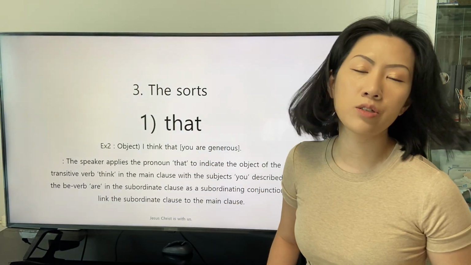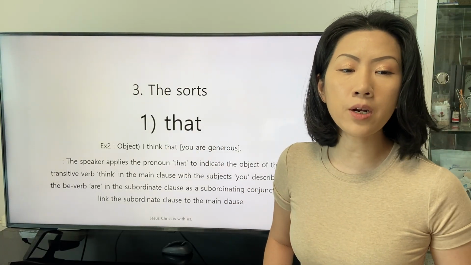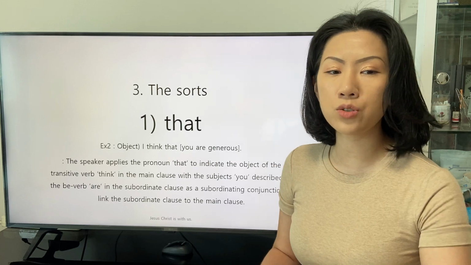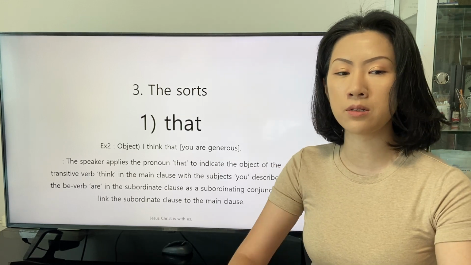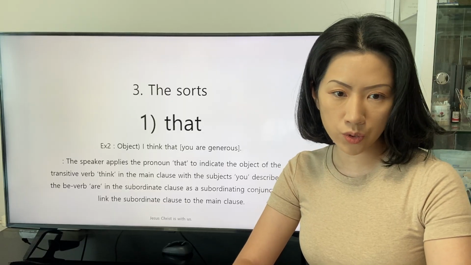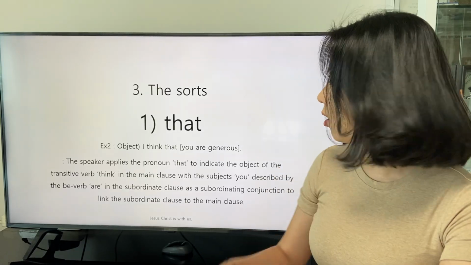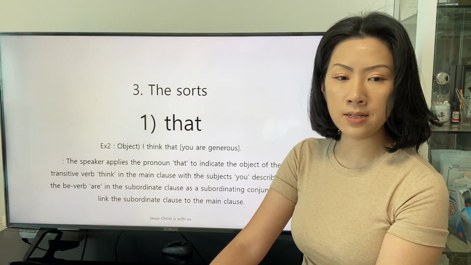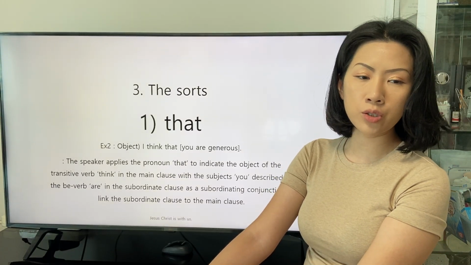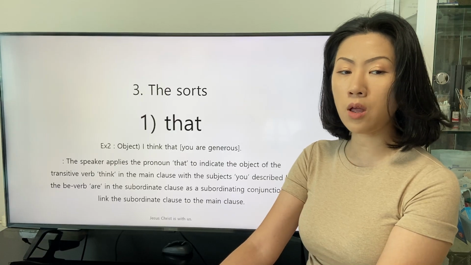I think that you're generous. The speaker applies the pronoun that to indicate the object of the transitive verb think in the main clause, with the subject you described by the be verb are in the subordinate clause as a subordinating conjunction to link the subordinate clause to the main clause.